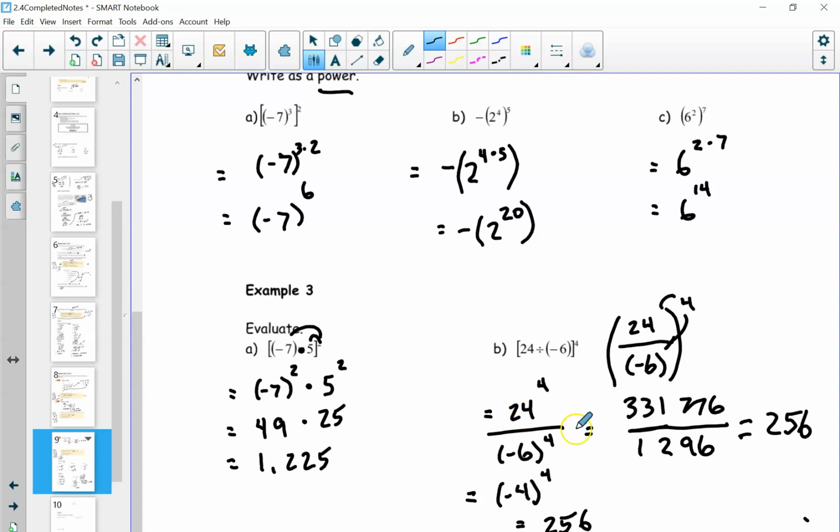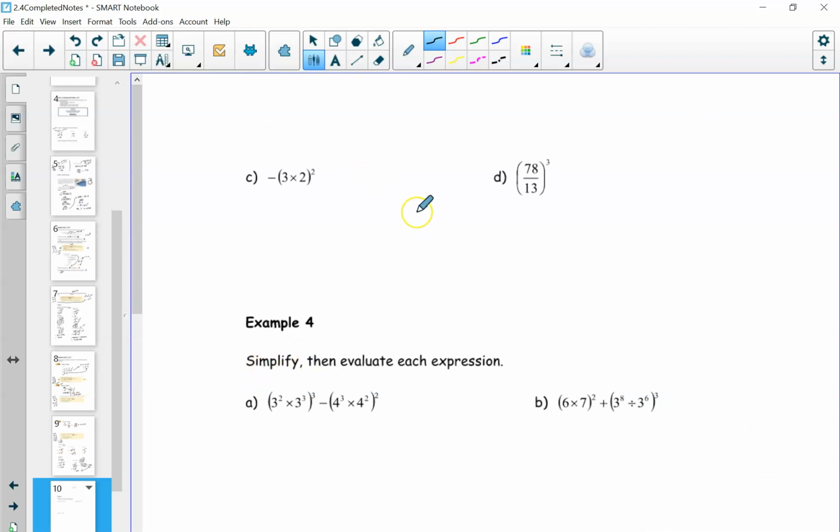Or you can just do it sort of the longer way, where you take 24 to the 4 and then divide it by negative 6 to the power of 4. You get the exact same answer. So for those of you who kind of like to simplify things a little bit in that manner, you can do that as well. All right, number 10, a few more here.